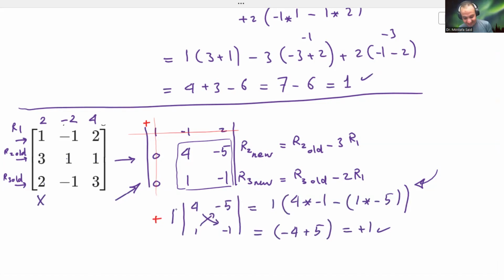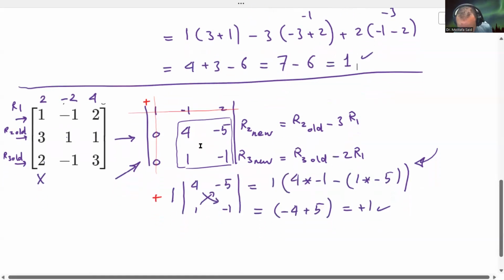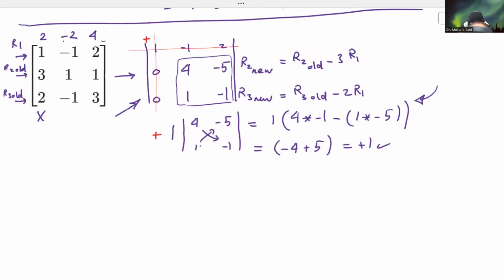Matching the first method. So we are very correct. Okay. Let's now do the last method.